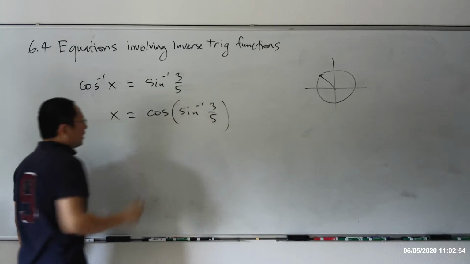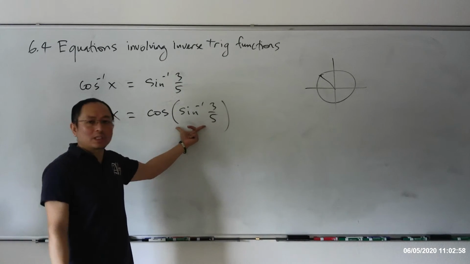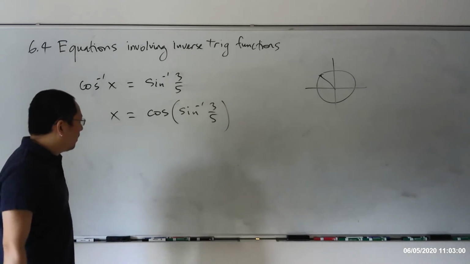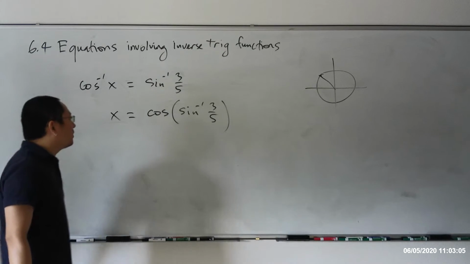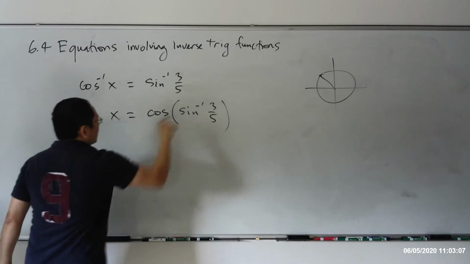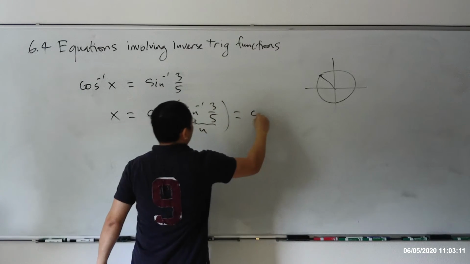And I claim this is really the right answer. However, I claim that we can actually simplify this answer a bit more and make it much easier to see. A little trick, as you saw previously, is that whenever you see sine inverse of something, do a u substitution. Then this is equal to u, so make this become cosine of u.